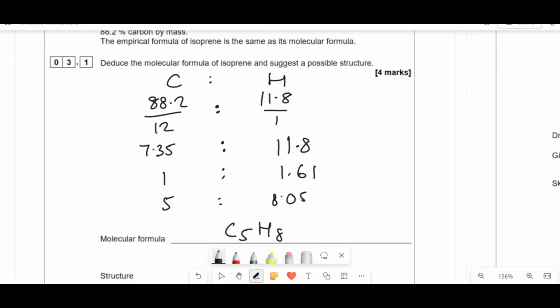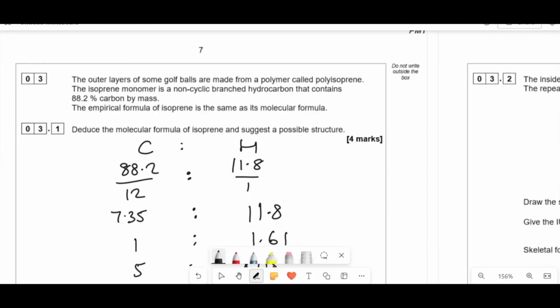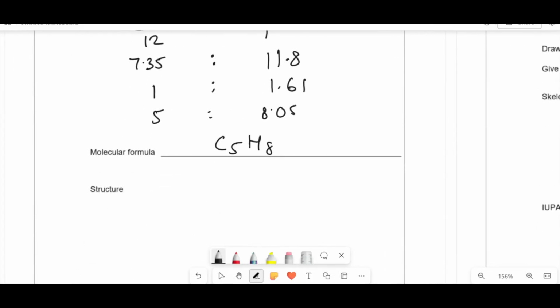If I do 3, it's 4.83, 4 is 6.44. If I do 5, it's 8.05, which is really close to 8. So you can say it's that. Then we need to deduce what the structure is, right? So they've told you here, though, carefully, it's a branched hydrocarbon, and it's isoprene, and it's got this formula, C5H8.